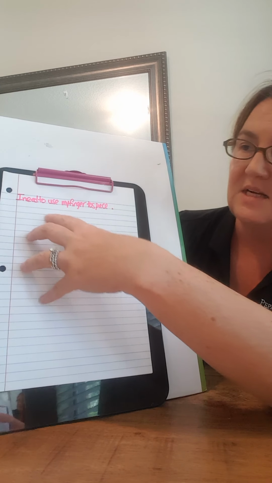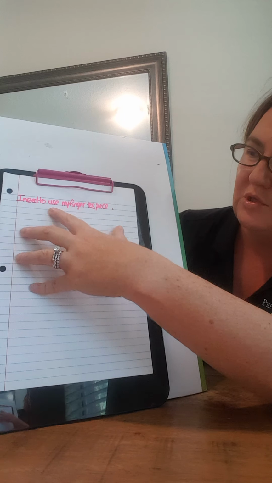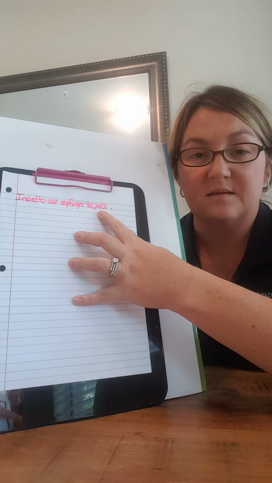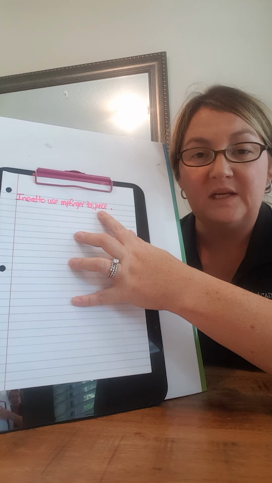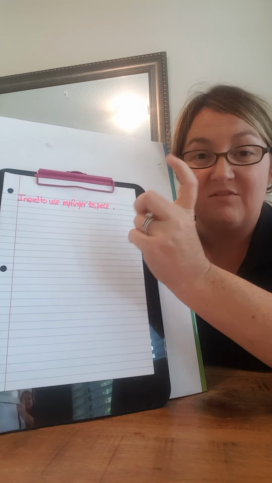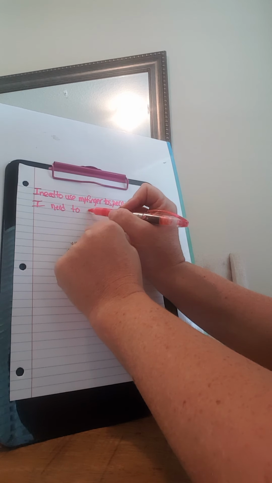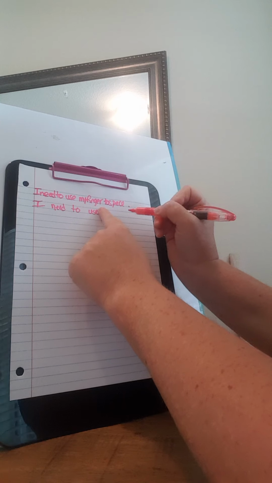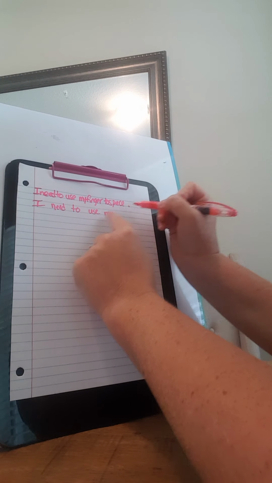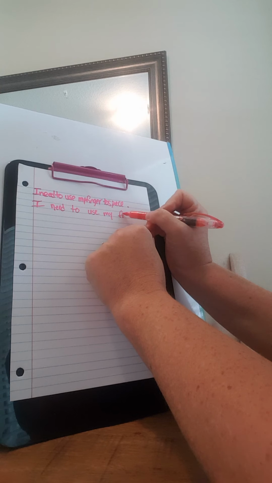Okay, so this sentence actually says, I need to use my finger to space, okay? All right, I'm going to rewrite this sentence using my finger as a helper. I'm going to get on this side so you can watch me write. Okay, so I, finger space, need, finger space, to, finger space, use, finger space, my, finger space, finger.